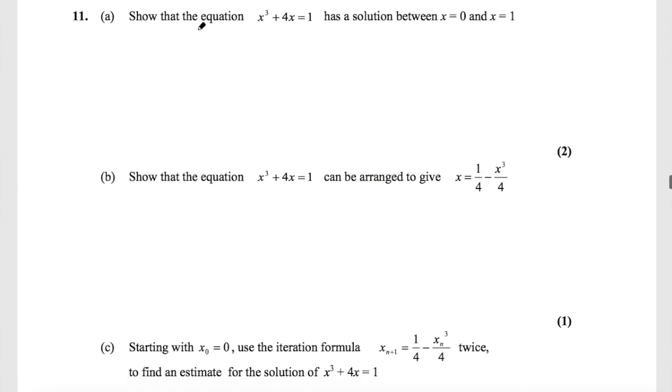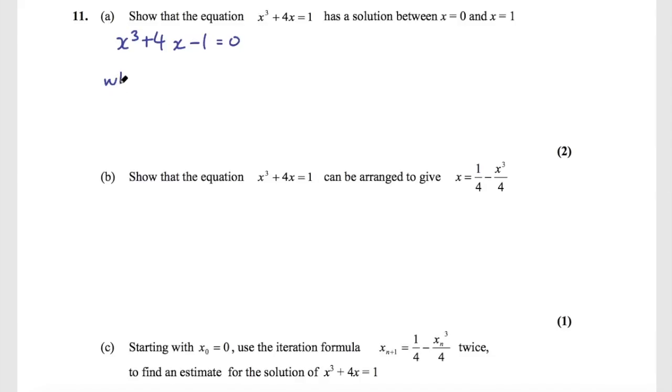Question 11 part A says show that the equation x cubed plus 4x equals 1 has a solution between x equals 0 and x equals 1. Alright, so firstly let's get this into the form that we're used to. So we're used to a cubic equaling 0, so let's say that x cubed plus 4x minus 1 equals 0. So now this is the equation we're dealing with, x cubed plus 4x minus 1.